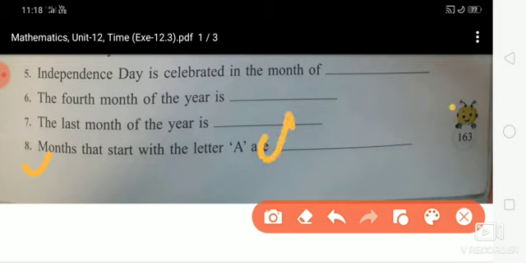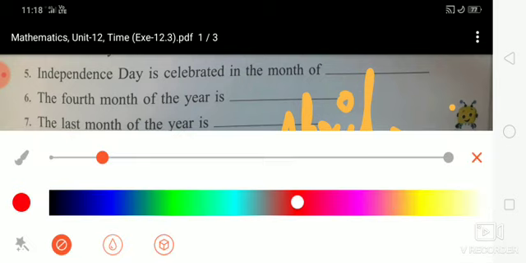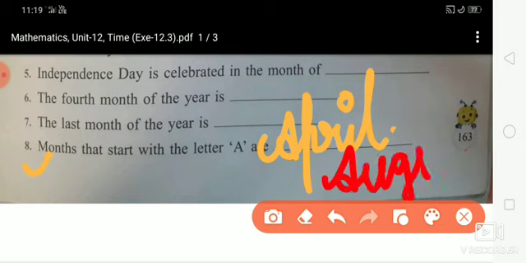Spelling of April: A-P-R-I-L. April. Okay. Now the second month is August: A-U-G-U-S-T. August. So, students, write the spelling of August down: A-U-G-U-S-T. August. Okay. Is that clear?